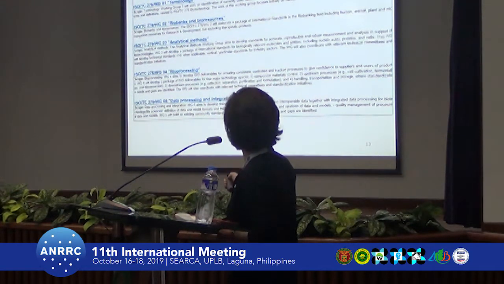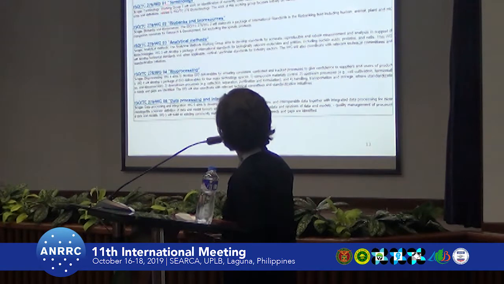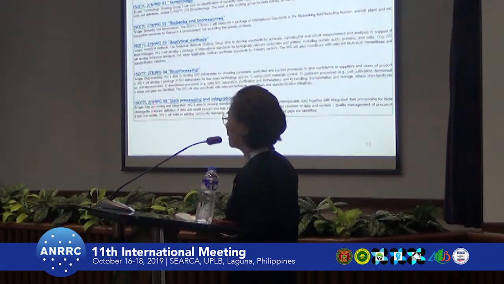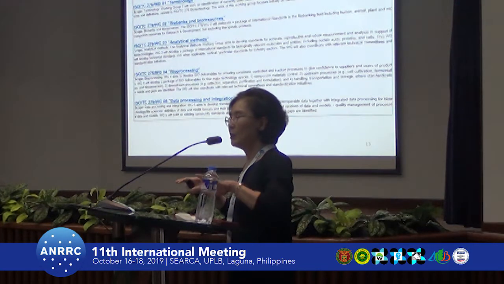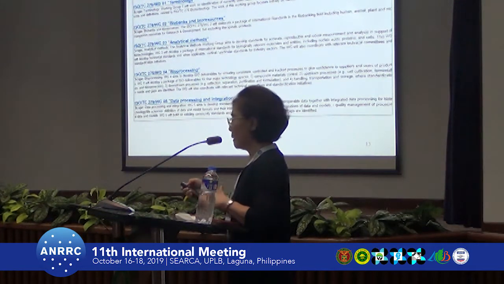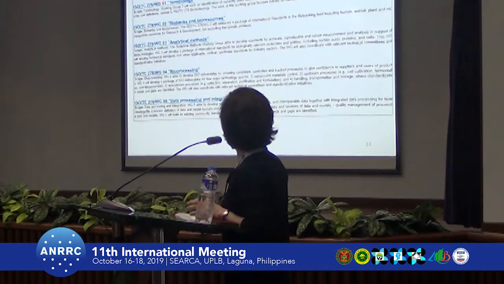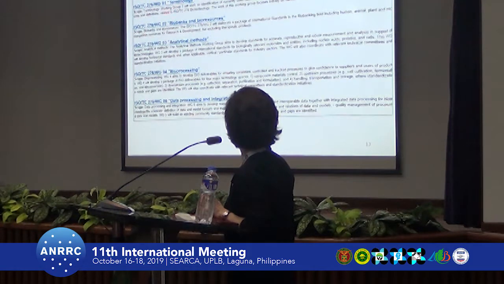These are the working groups. As long as they are kept as working groups, they can communicate a lot. After they are divided into subcommittees, they don't communicate well. So until now, we don't want to separate into subcommittees, and we still exist as working groups 1, 2, 3, 4, 5.